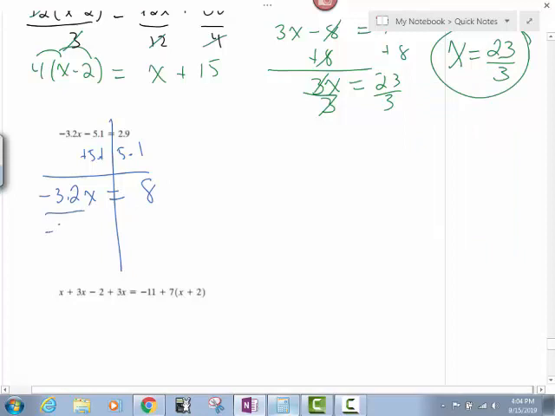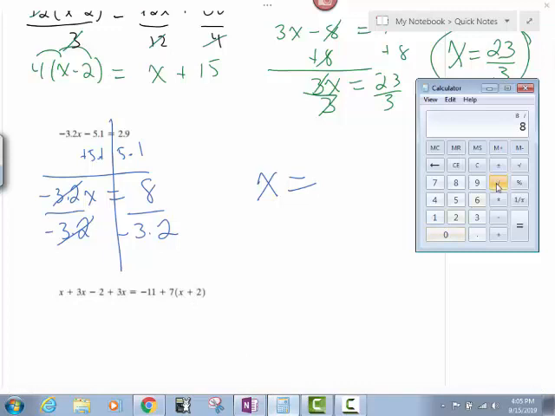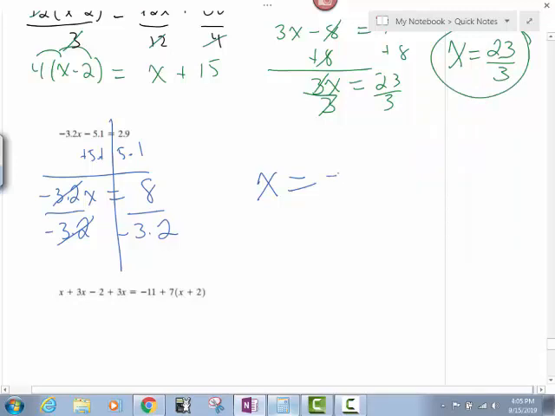Then we can divide both sides by a negative 3.2. Okay. And if I take my calculator again, 8 divided by negative 3.2 equals negative 2.5, right? Boom. And we got it. Good.